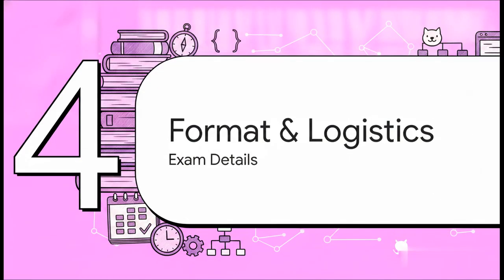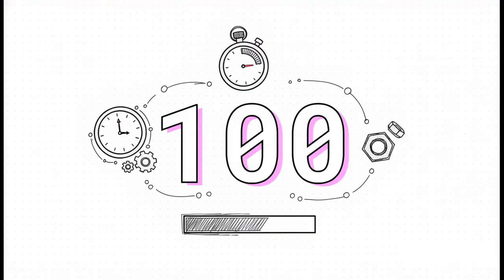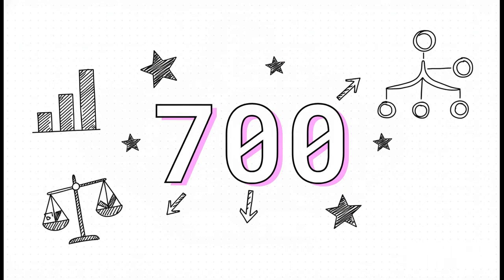Up next, Section 4, Exam Format and Logistics. Let's get into the hard facts and numbers that I know every candidate craves before test day. First up, the number 100. That is exactly how many minutes you will have on the clock to complete the real exam. Next is 700. That's your minimum passing score. Keep in mind, this arrives as a scaled result. It's not just a simple correct answer tally.